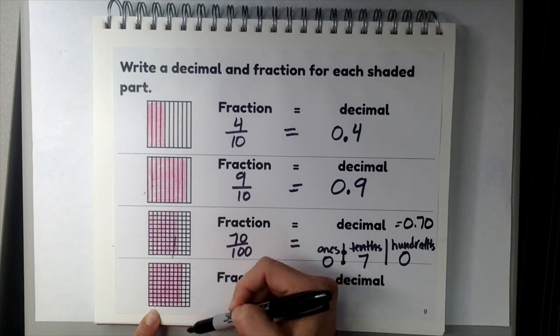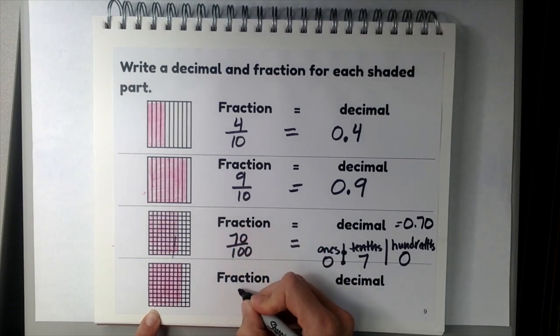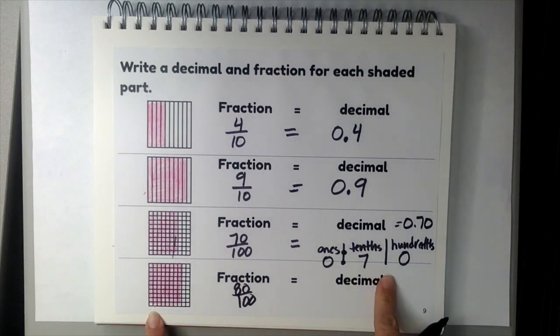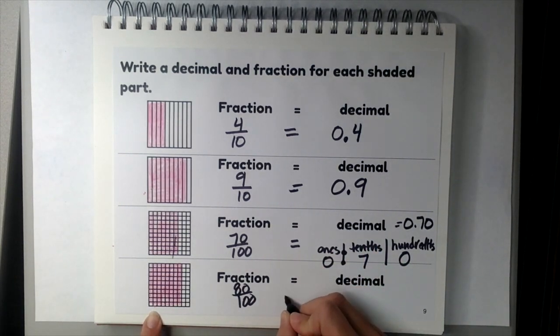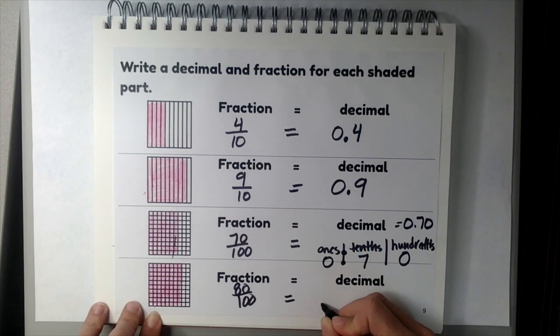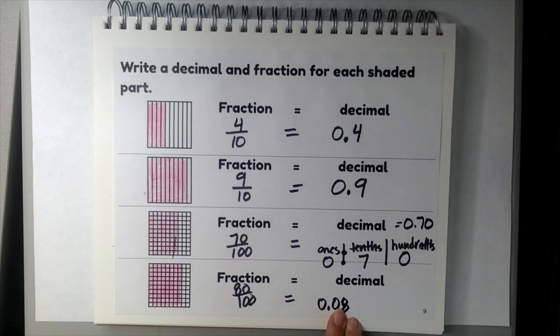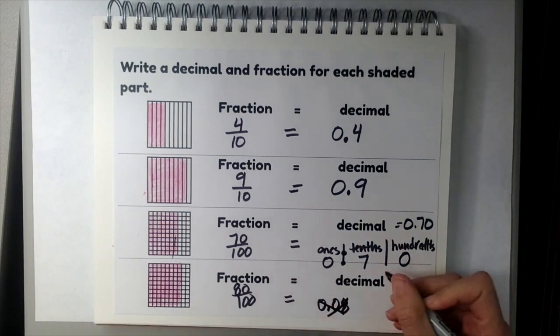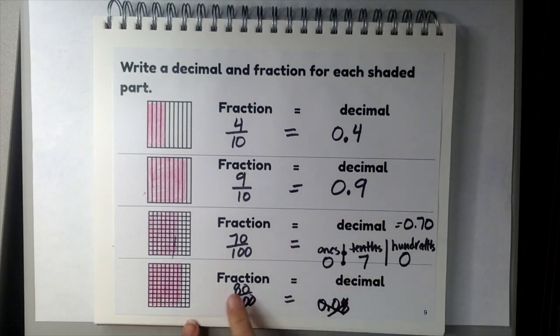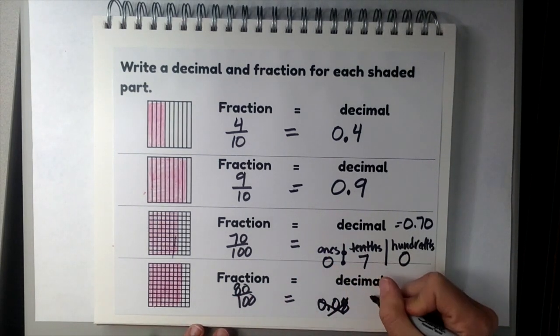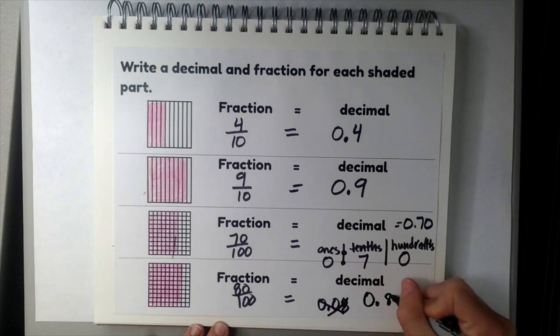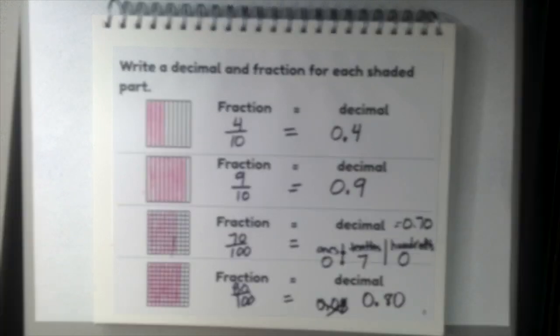And then here we go. All but 20 are shaded, so I know that's going to be 80 out of 100. So use what we did up here. We're not going to write 0.08, because that would be only 8 hundredths, okay? So we're going to put each digit in a place value. So we have 0.80, 80 hundredths.